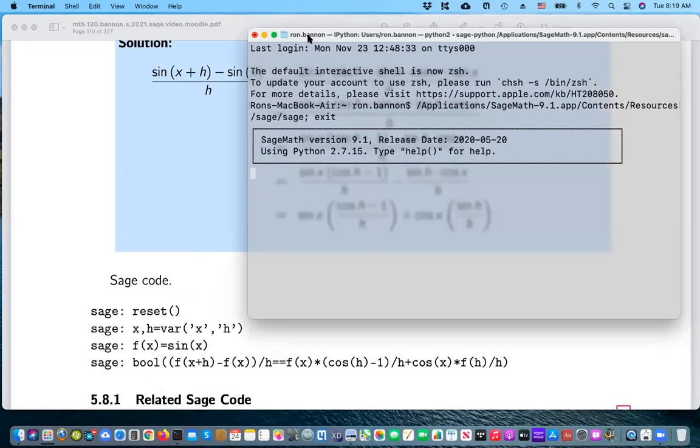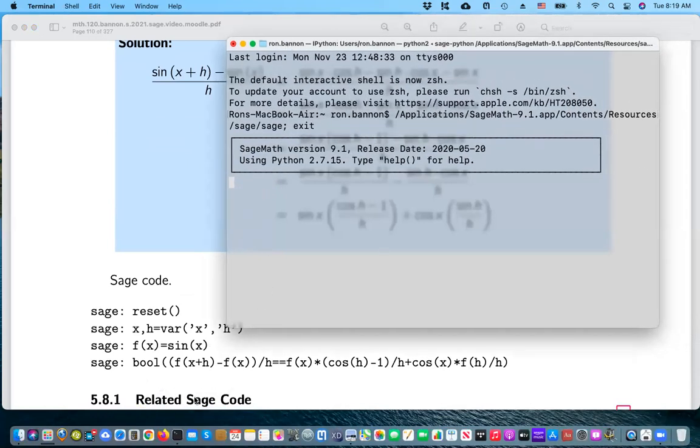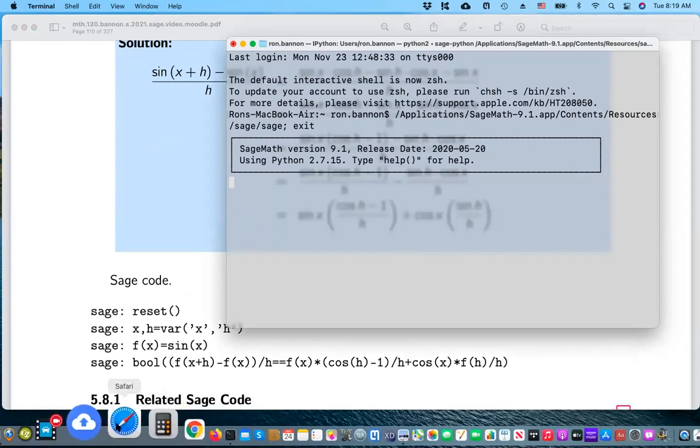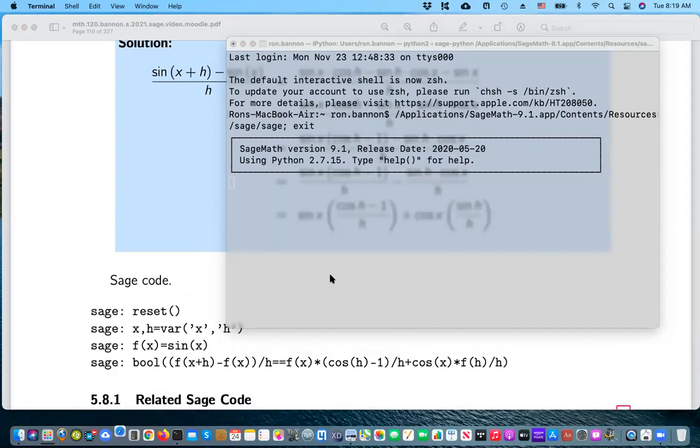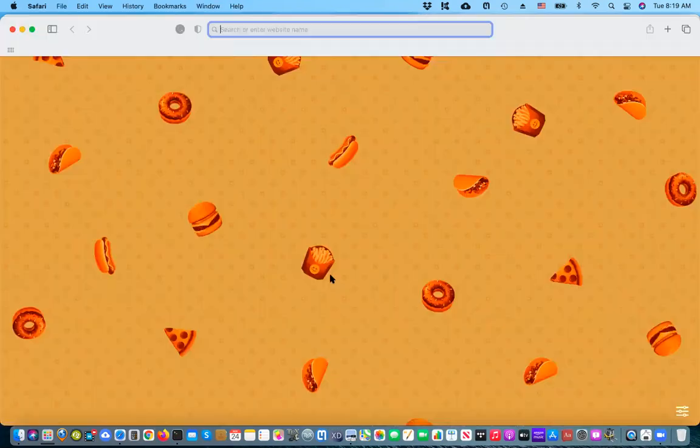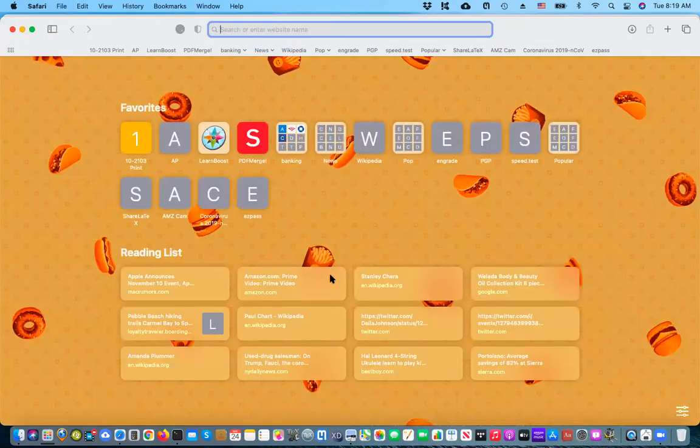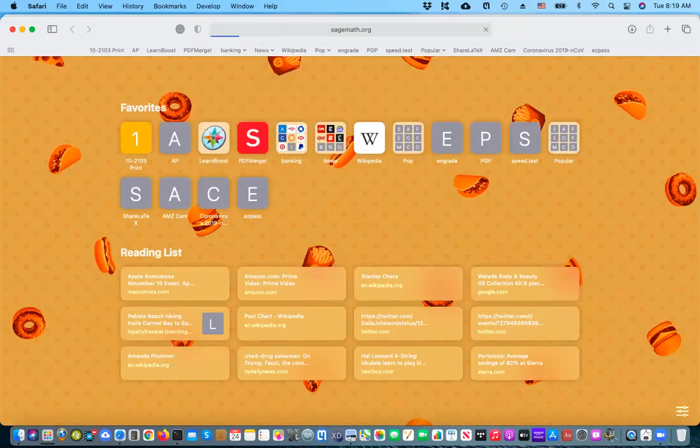My Python's launching, by the way. You know what I should do when I'm doing that? I should go to the website. I'm launching a server right now. It takes time to launch it. And we're going to go to sagemath.org.